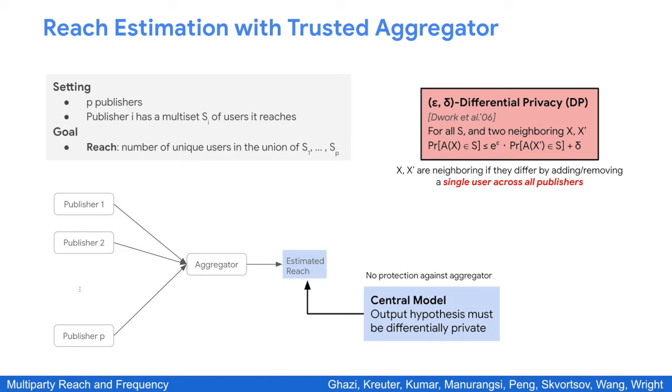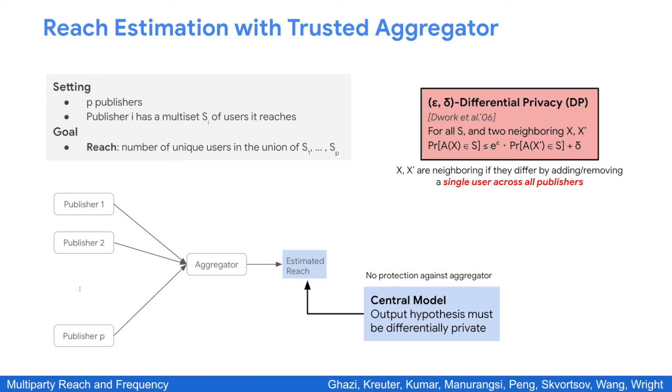Despite this drawback, the central model is nice in that it is easy to design an algorithm for. In fact, for our reach problem, the algorithm is as simple as letting each publisher send their raw data to the aggregator, then letting the aggregator compute the true reach, and then add to the true reach some appropriately calibrated noise. This would already give a central DP algorithm for reach. However, as we said earlier, we would like our protocol to be scalable and able to support many users and many publishers. And having each publisher send their raw data to the aggregator is simply too costly in terms of the communication in our setting.